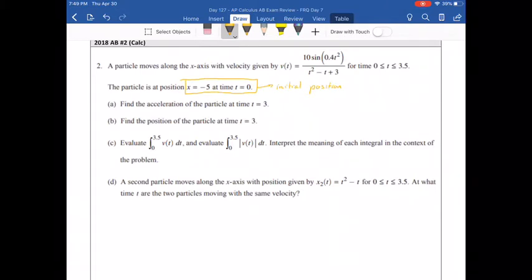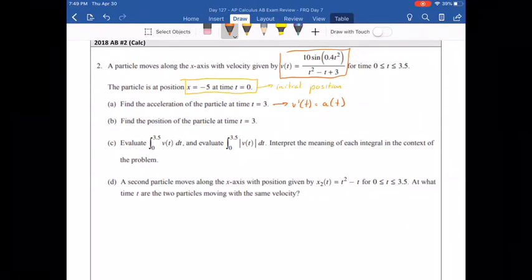So let's look at part A. Find the acceleration of the particle at time t is equal to 3. All right. Now, hopefully you recall that the acceleration of an object is just the derivative of the velocity of the object. Well, we have the velocity function. So let's find the acceleration of this particle at time t is equal to 3.